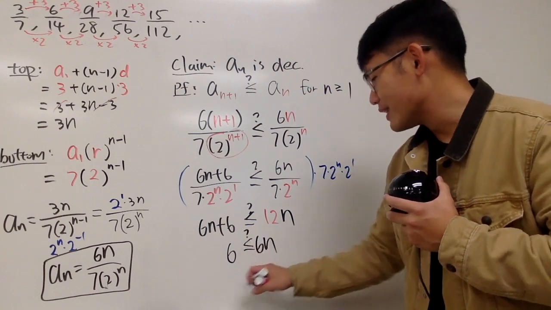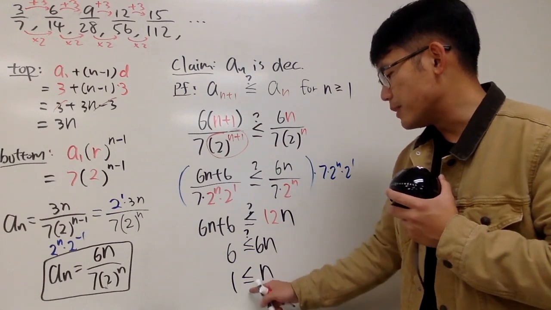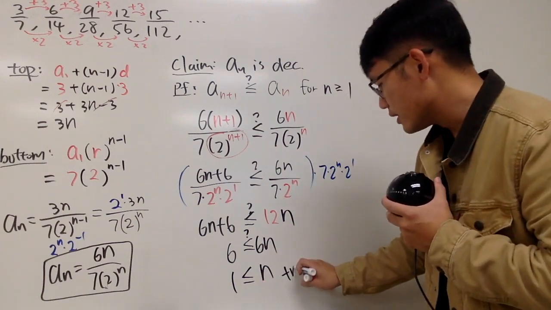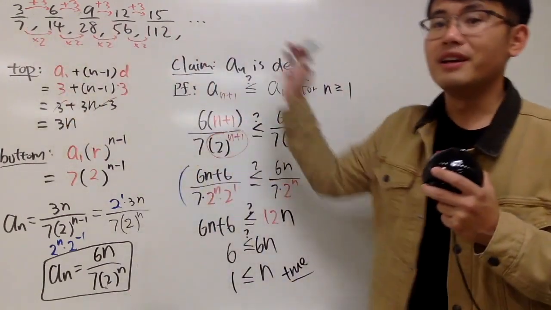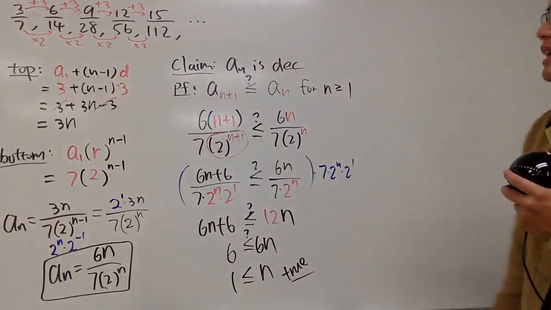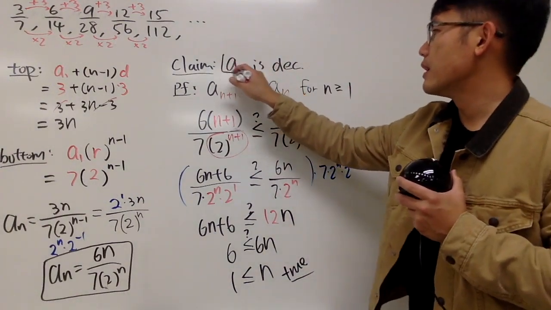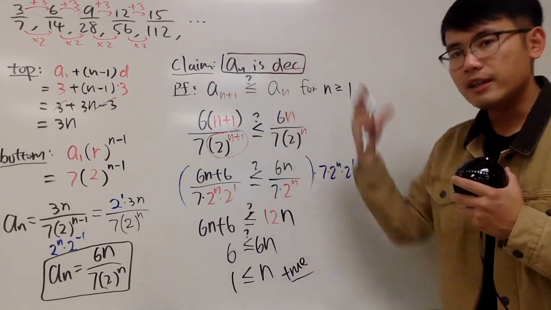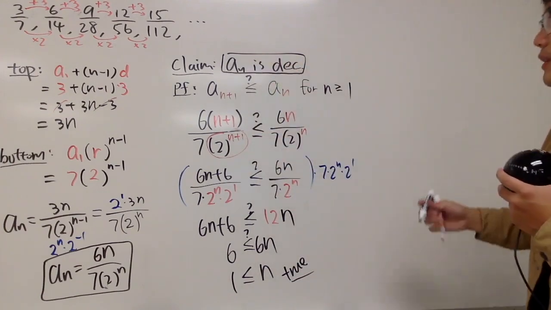Well, of course, divide both sides by 6. Read it backwards, n is bigger than or equal to 1. And that's exactly what we have. So this right here is true. So in fact, after the first term, it will be decreasing. That's the beauty of that. So a sub n actually is decreasing, right? So you can just make your statement and you prove your statement, right? That's the claim, right? You make your claim. All right, so that's all.